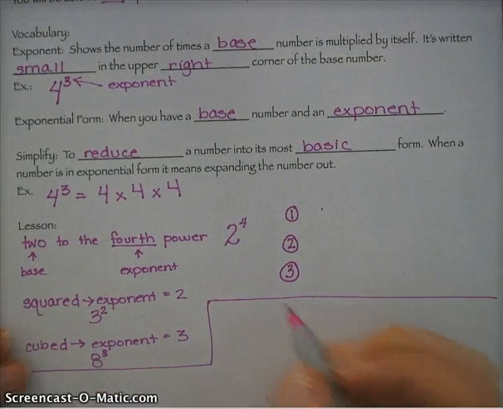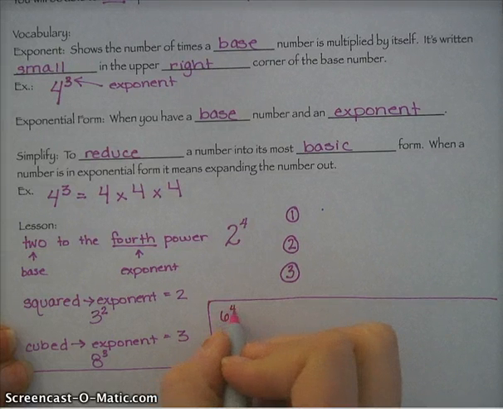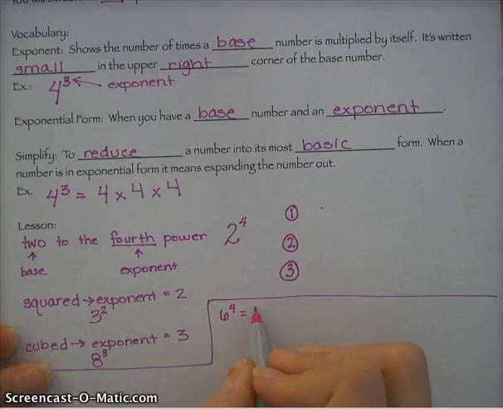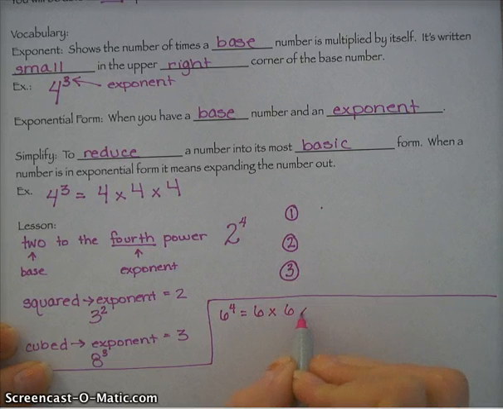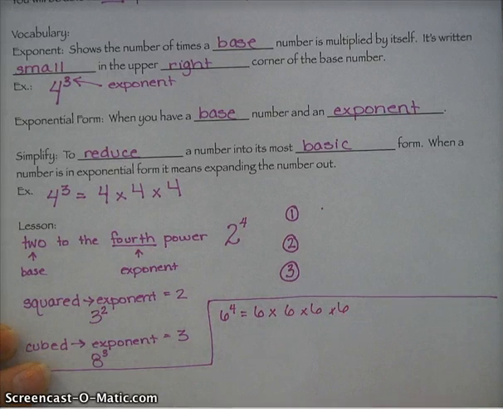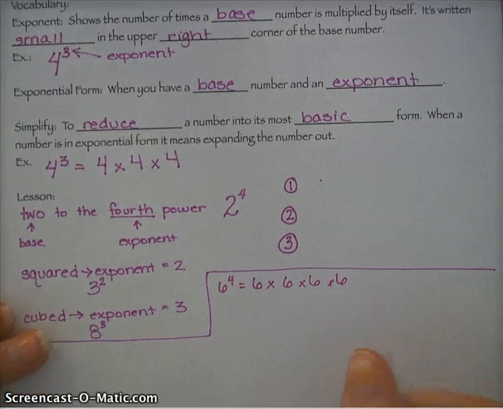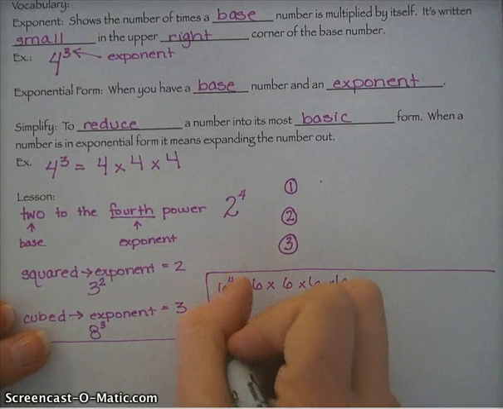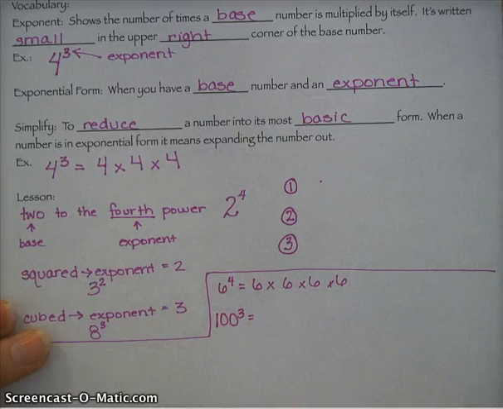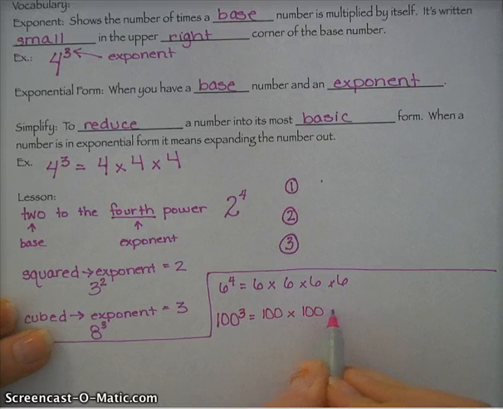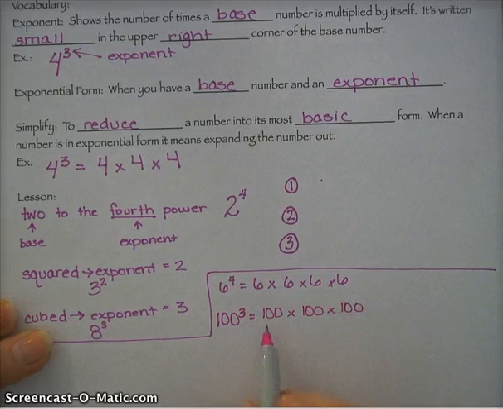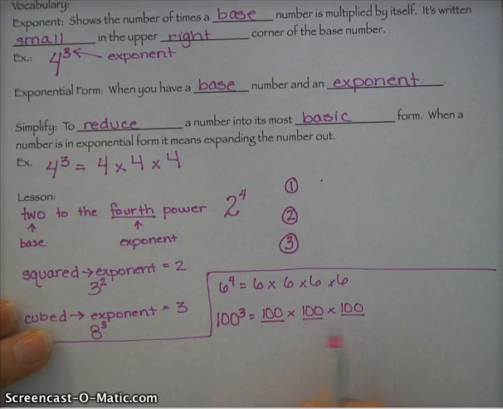So an example of simplifying, if I had 6 to the 4th power, I would simplify that as 6 times itself 4 times. 6 times 6 times 6 times 6, and I've simplified it. Okay? It's as easy as that. So if my number was 100 to the 3rd power, you would multiply 100 times itself 3 times. So if I look at these, I have 1, 2, 3. The number of times I wrote the base should equal my exponent.